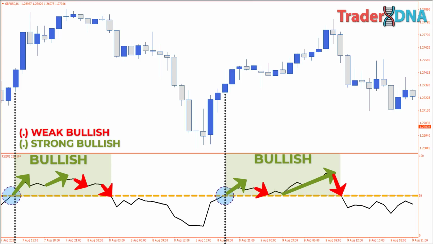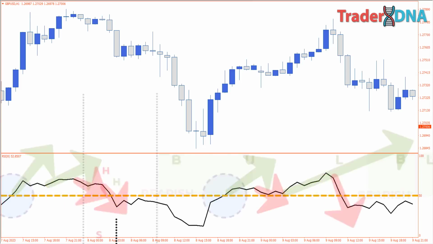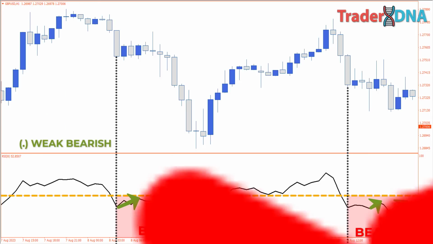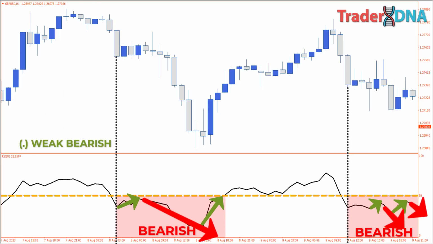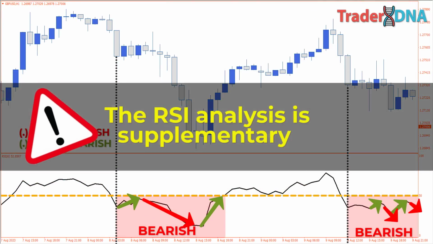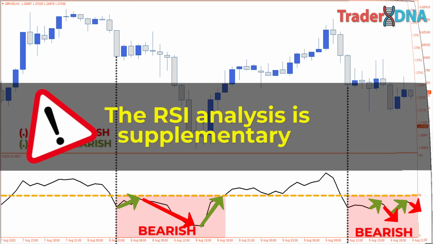Second, if the 8-period RSI is below the level of 50, the market is assumed to be in a bearish condition. If in this condition, the RSI line is facing upward, it's considered a weak bearish market. If the RSI line is facing downward, it's considered a strong bearish market. As I mentioned earlier, the RSI analysis is supplementary. The primary focus is on SMA trend analysis, order blocks, and price action entry.